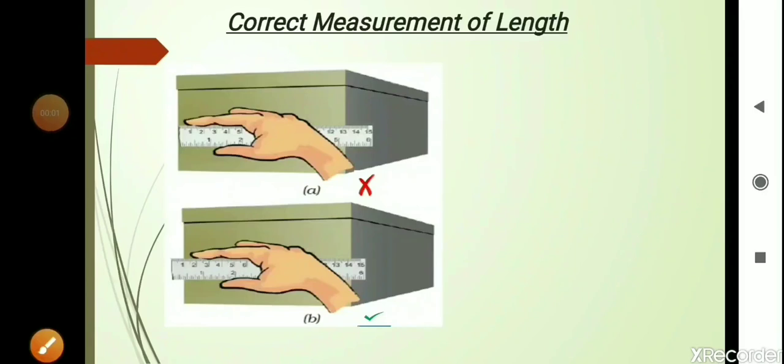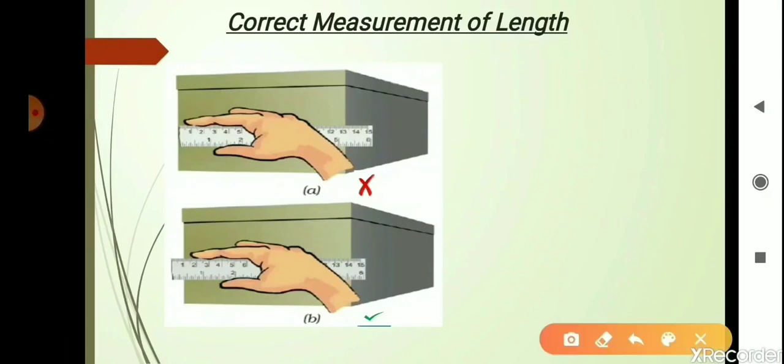So here again we have two pictures, and we can see that the scale in this picture is broken. So we cannot take 0 as the beginning point with this scale because it is broken. So we'll try to take any other full mark. Here in this case, the full mark that has been chosen as the beginning point is 1, and the scale has been put in a straight manner along the length which is to be measured, and we can see that the final reading is coming somewhere around 14.3.